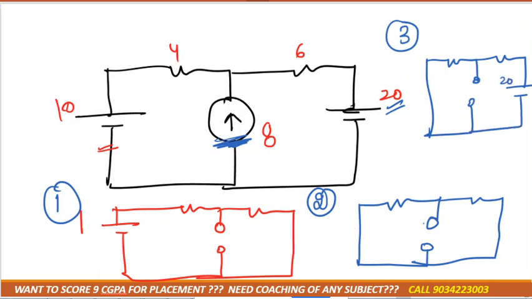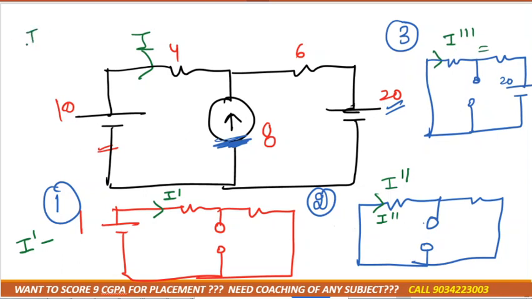And suppose if they ask you to calculate 4 ohm current, so this would be I. In the first step we'll denote it as I dash, then we can get I dash. In the second step we'll denote it by I double dash, this would be I double dash. In the third step it would be denoted by I triple dash. Okay, in the last we'll add, I would be equal to I dash plus I double dash plus I triple dash. Understood?